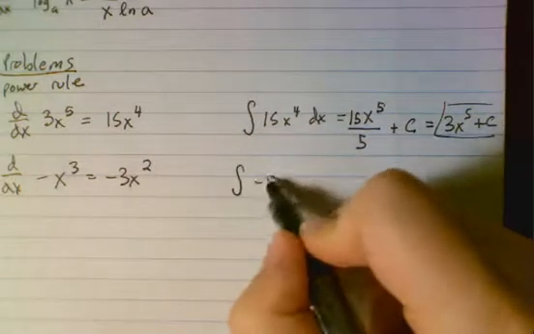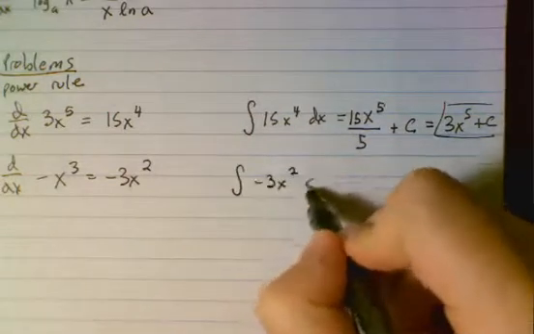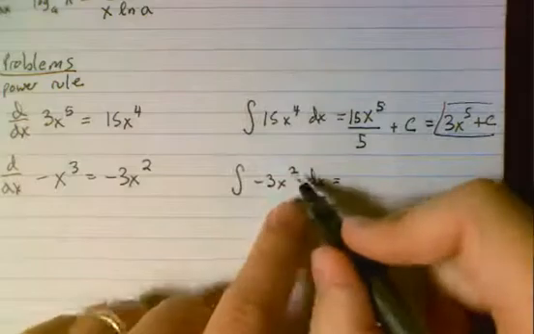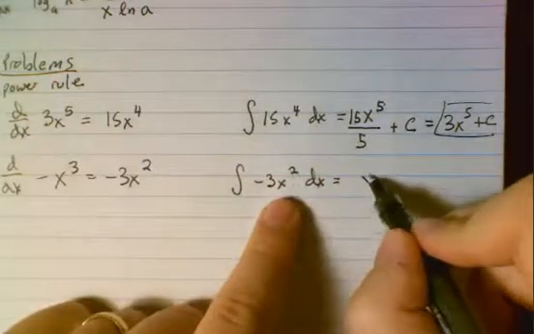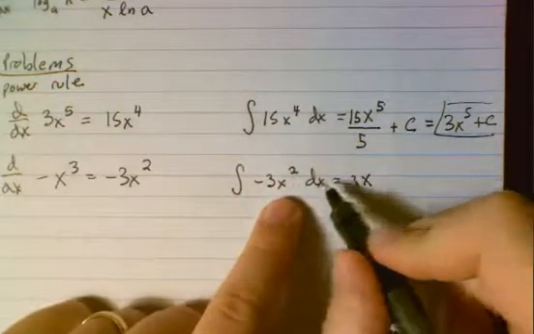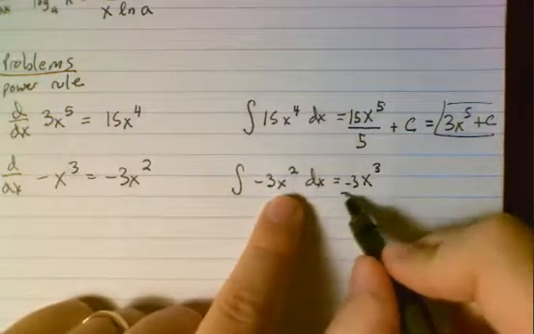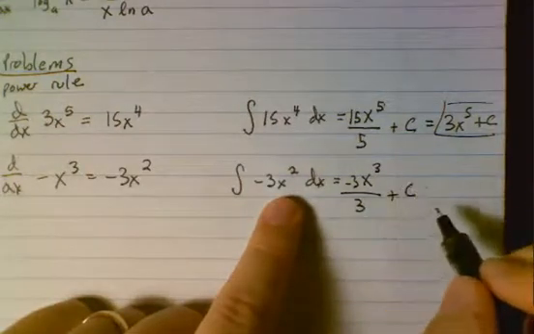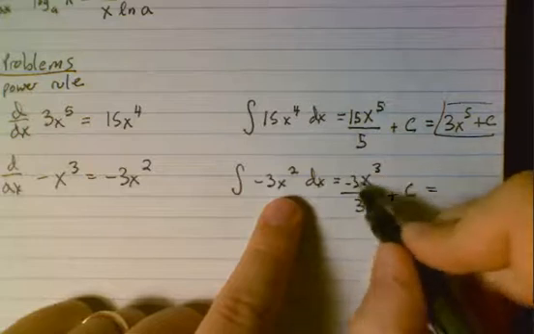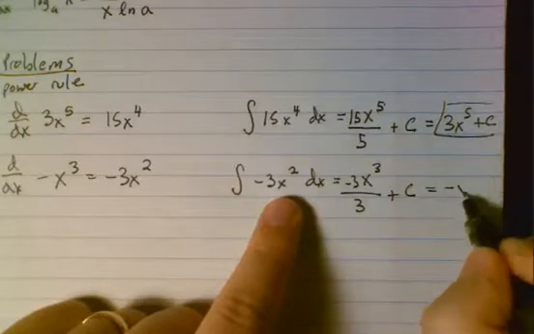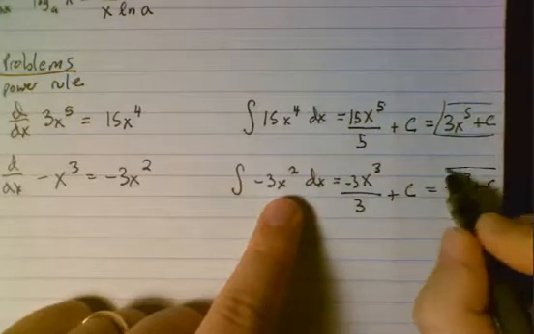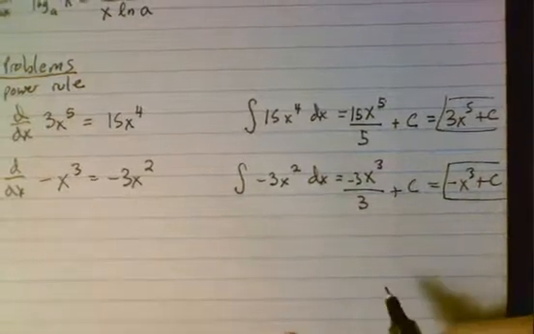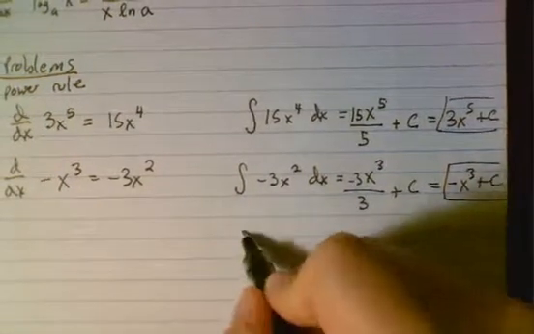When we do the antiderivative of negative 3x squared dx, we take this, the negative 3 is along for the ride, increase the exponent, divide by the new exponent. Always have plus c. Then when we cancel out the 3's, we have negative x cubed plus c. What we started off with. So we'll just follow that through a couple more examples.